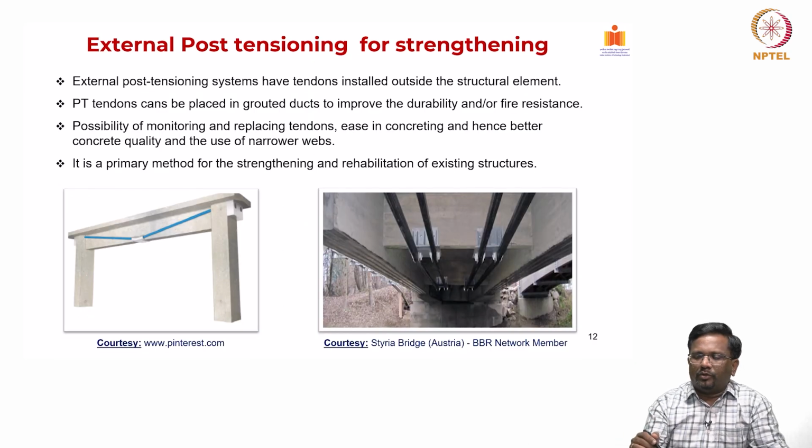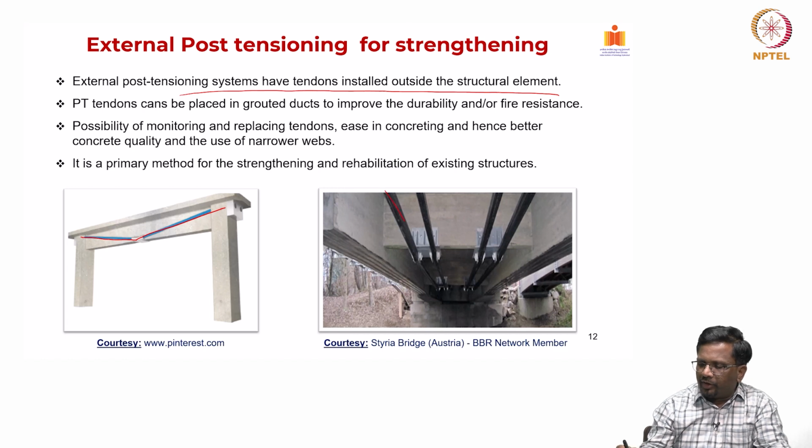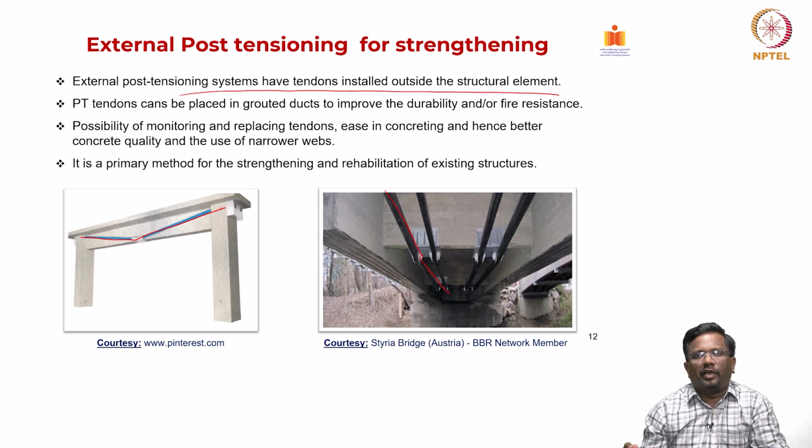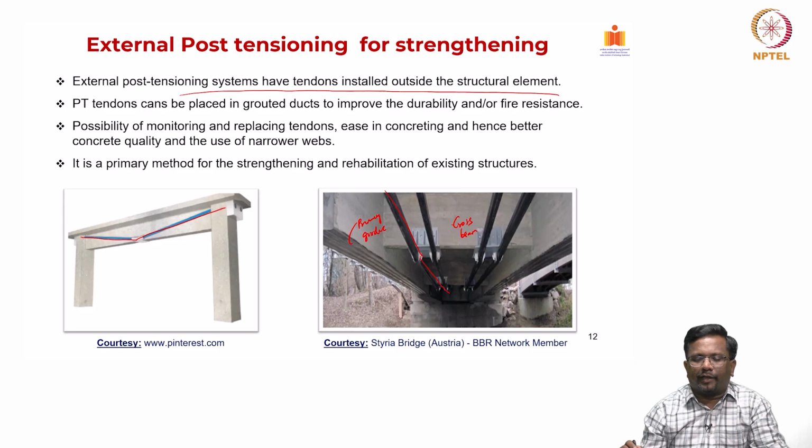Okay. So, as you can see, external PT systems have tendons installed outside the structural element. One example is this, the beam that you have, and then you have a bridge element that is like this. You can design the cable which is basically anchored with the deviator blocks in the cross beams. Okay, these are all cross beams. These are your primary girders. So, I can run the cable taking advantage of the configuration that is already there, right.